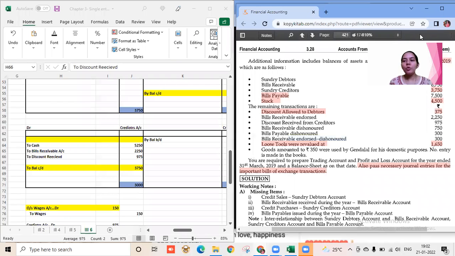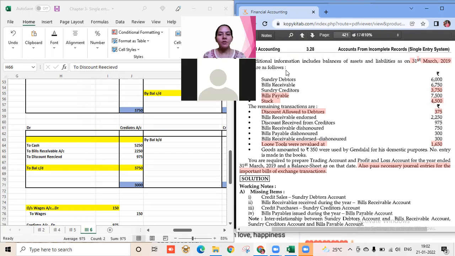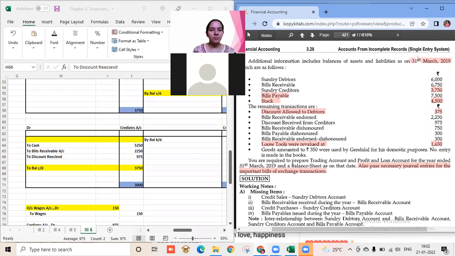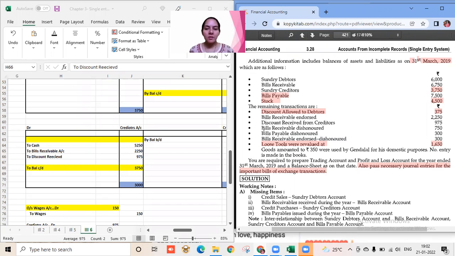Okay, so there are two types of dishonor bill given over here. To understand the difference between the two, the first one is the bills which were with me and they got dishonored. So when the bills are with us and we go onto the doors of the debtor and he doesn't pay us.